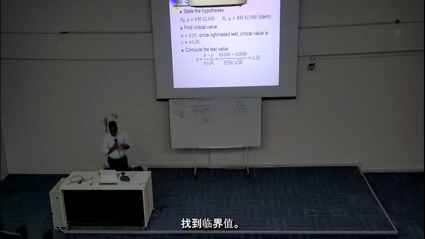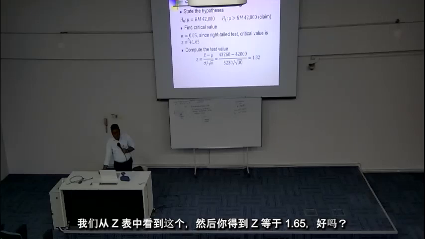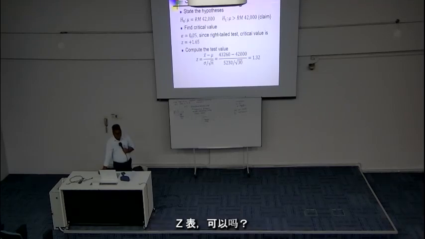Okay, find the critical value. How to get the critical value? This one is from the table, the Z table. We see from the Z table, and then you get Z is equal to 1.65, at alpha 0.05. Later during the practical, we will see how to read the critical value from the Z table.